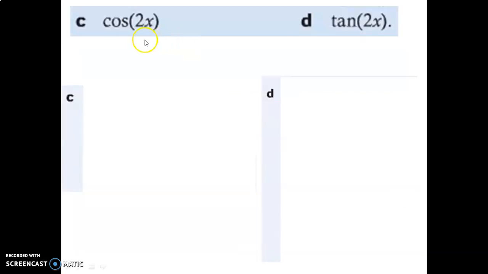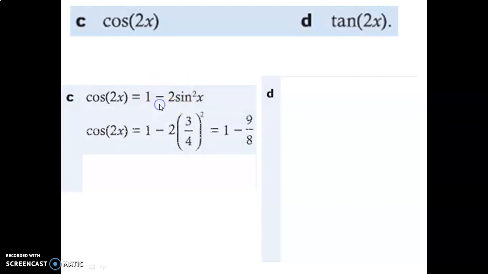Okay, let's look at 2 more simple ones like that. Now we're looking at cosine of 2x. That one we know has 3 different ways you can write it. So you can choose any of the 3 ways. I chose this way here. And using our double angle identity, now we can expand it, putting in what we know. We know sine is 3 over 4, so I'm just substituting the sine value into this formula, and I get this answer. That simplifies to this.